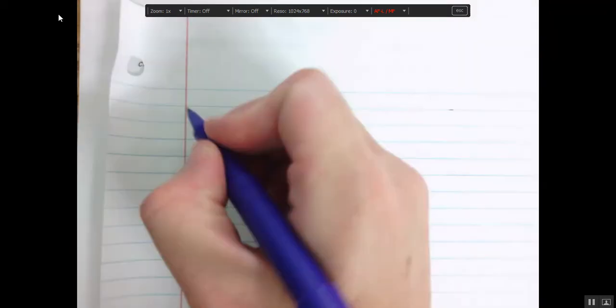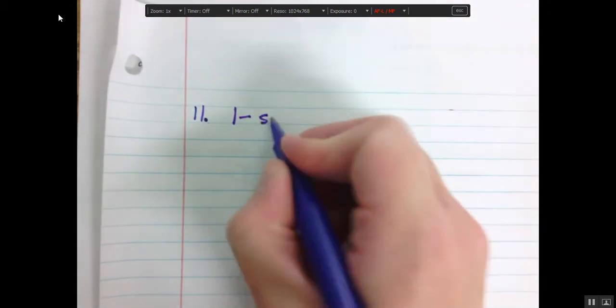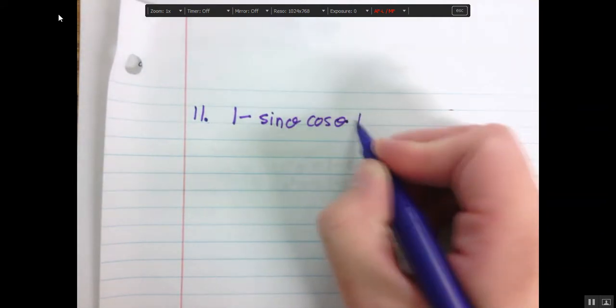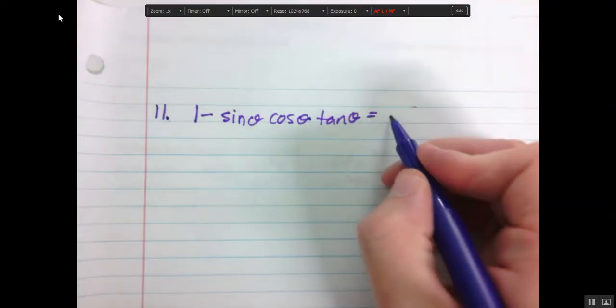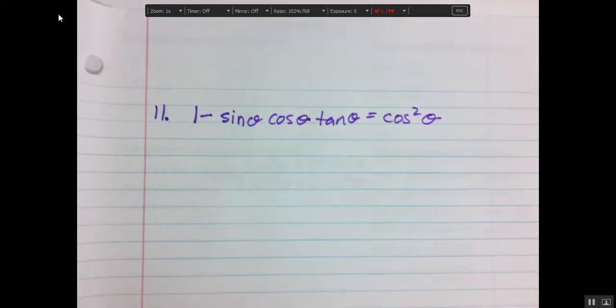All right, number 11. 1 minus sine theta cos theta tan theta equals cosine squared theta. All right, any suggestions for what we could try here? What could we change?